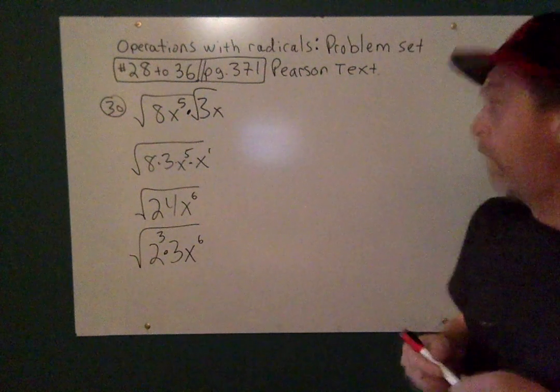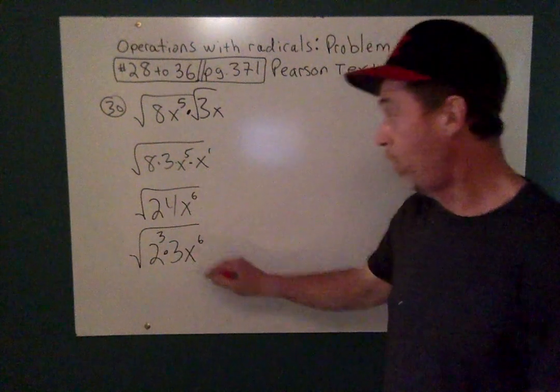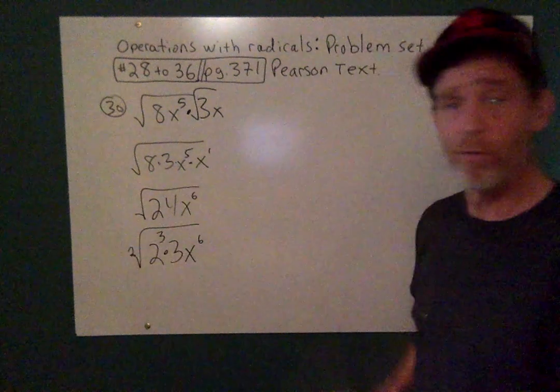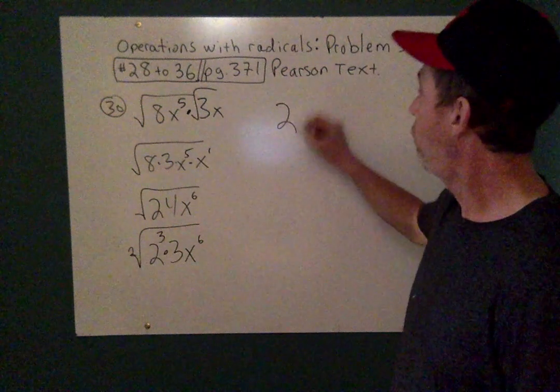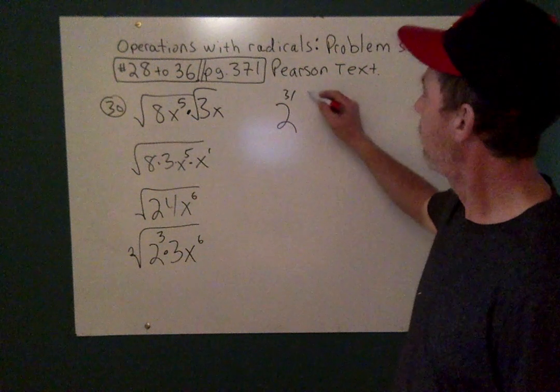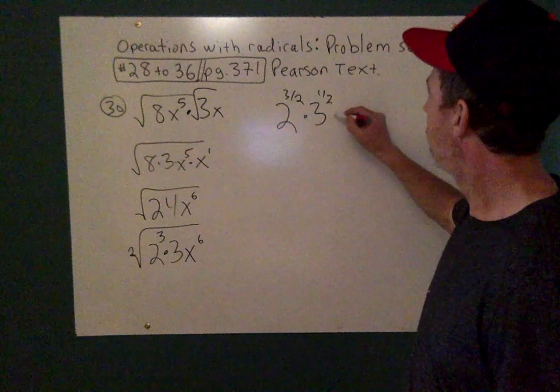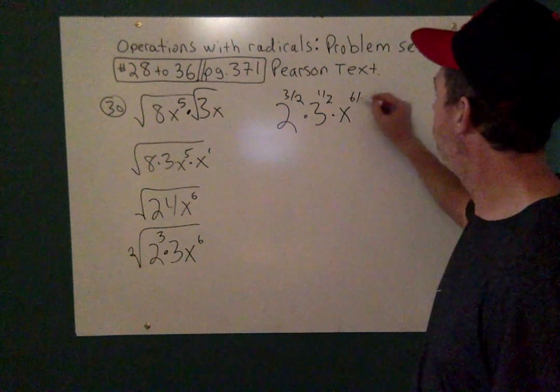Okay, I think you can tell now where we're going to go from the previous work. What I'm going to do is now write this 2 as the denominator for all of my bases. So 2 to the 3 over 2 times 3 to the 1 over 2 times x to the 6 over 2.